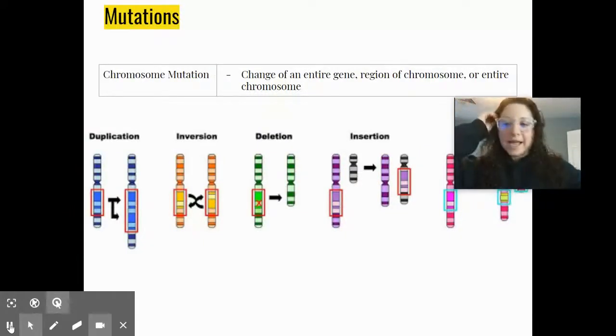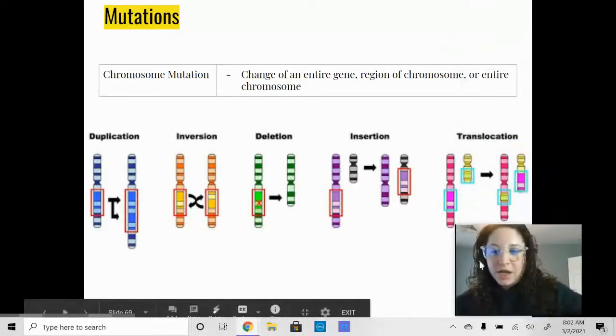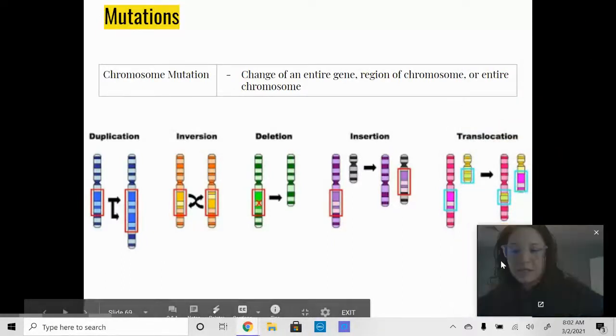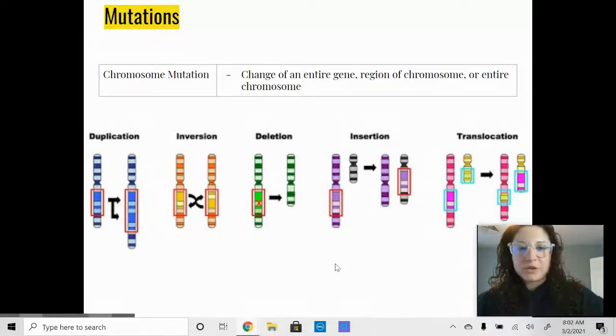So those were DNA mutations. We're now going to talk about what is called a chromosome mutation. So the DNA itself is still being changed. It's still being mutated. However, it is just happening on a larger scale, and that's why it's called a chromosome mutation. So this is a change to an entire gene, a region of a chromosome, or even an entire chromosome.